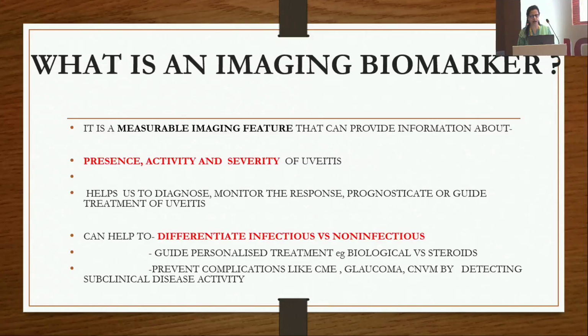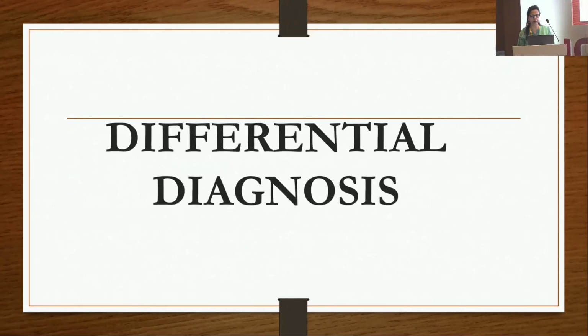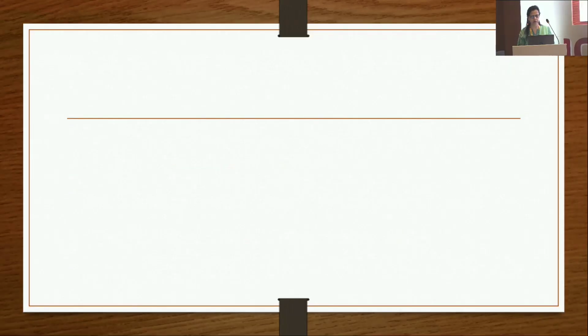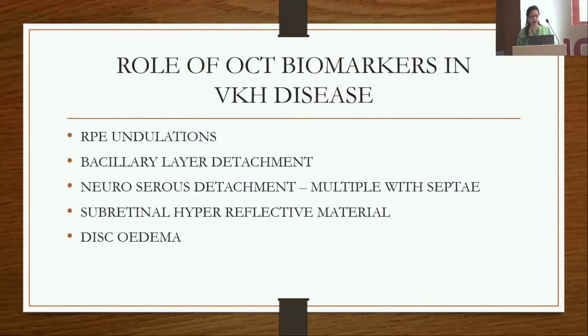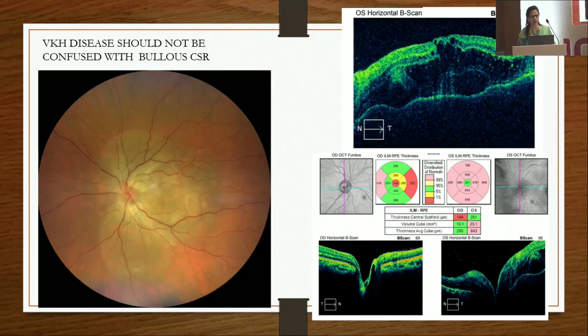It helps us to diagnose, monitor the response, and prognosticate or guide the treatment of uveitis, and thus helps to differentiate infectious from non-infectious uveitis and helps at planning a personalized treatment and preventing complications by detecting the subclinical complications.